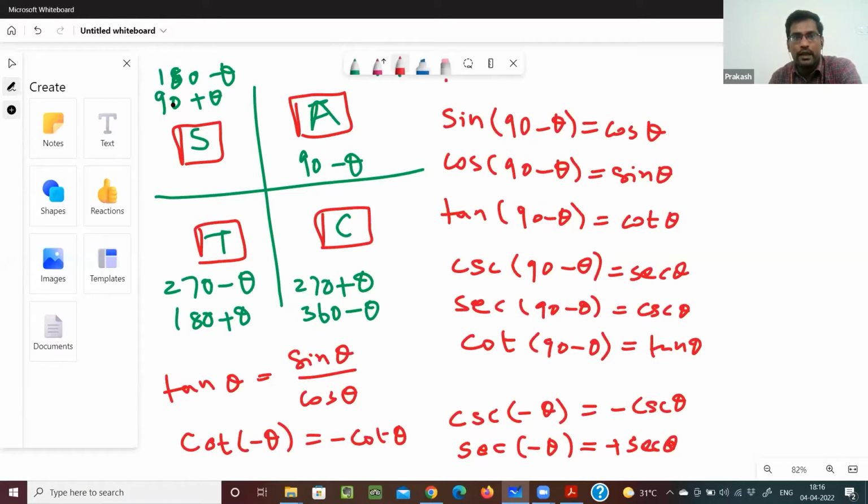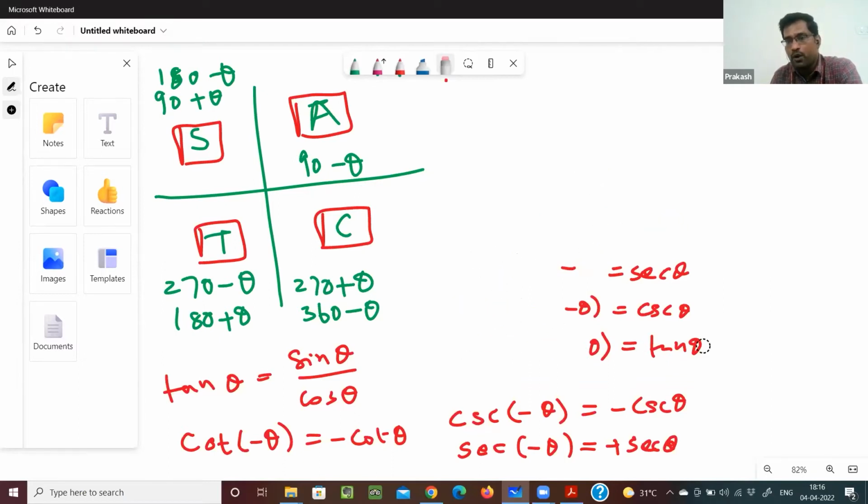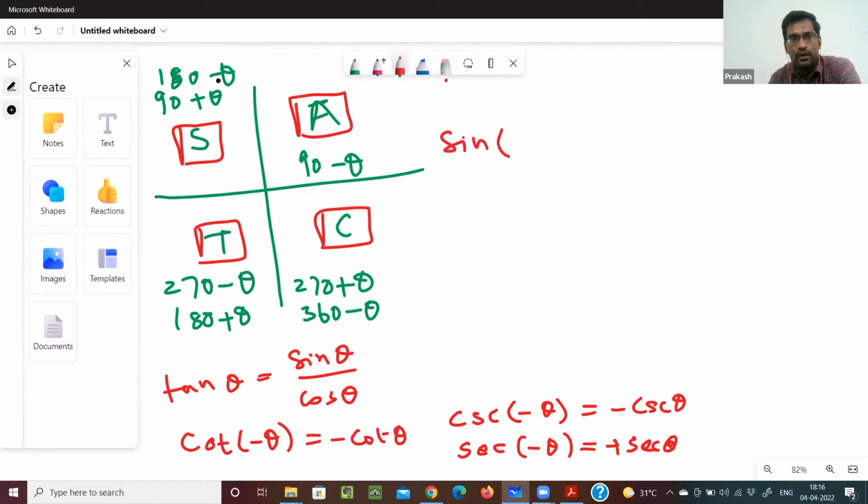Next, in the second quadrant we can write 180 minus theta, or otherwise sine of 90 plus theta. These are very simple identities, but we need to use them for evaluating the integral. The next one: sine of 180 minus theta. In the second quadrant, the sine function is positive, so this is sine theta. And cos of 180 minus theta is minus cos theta.